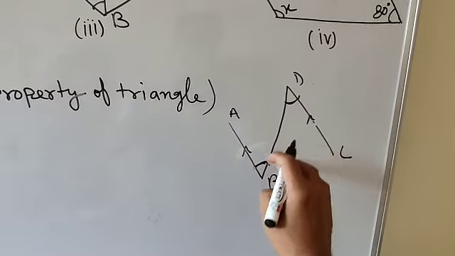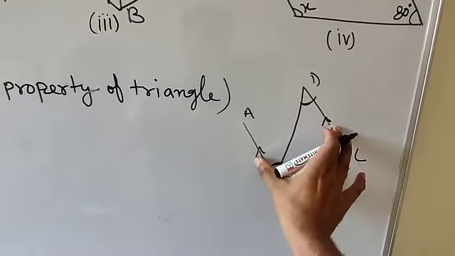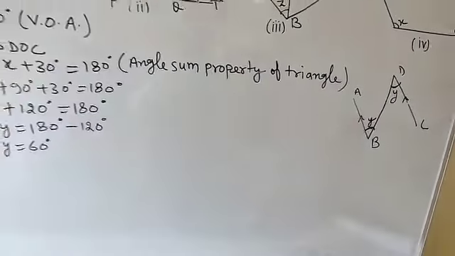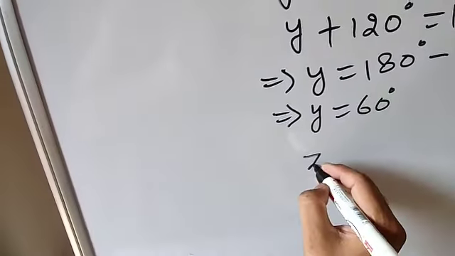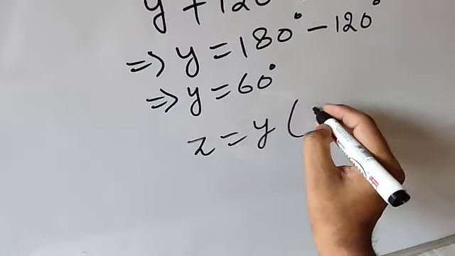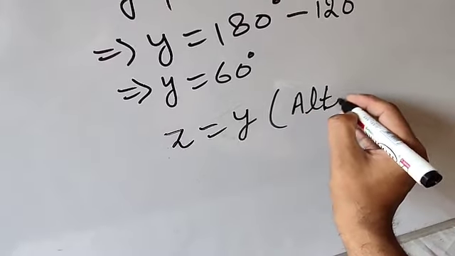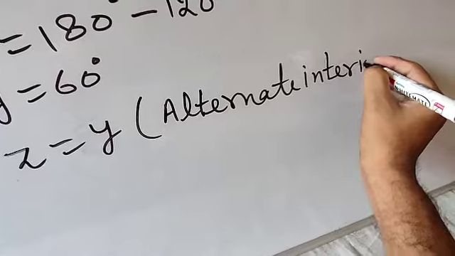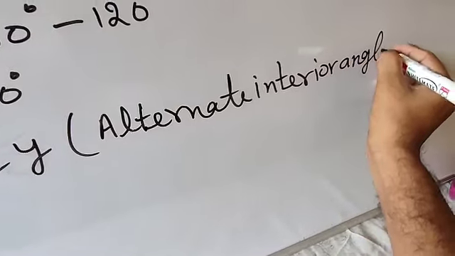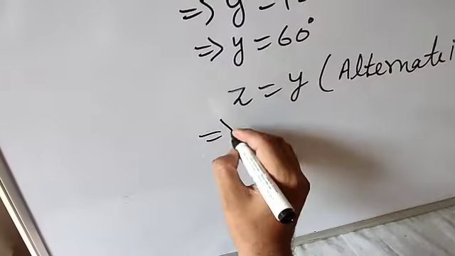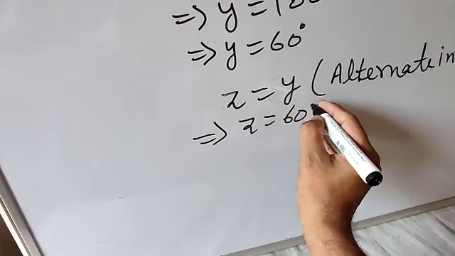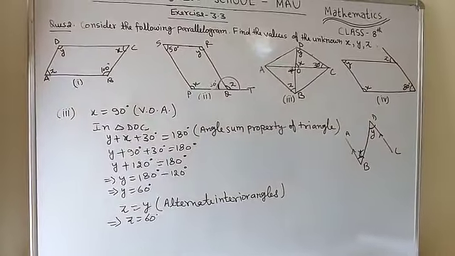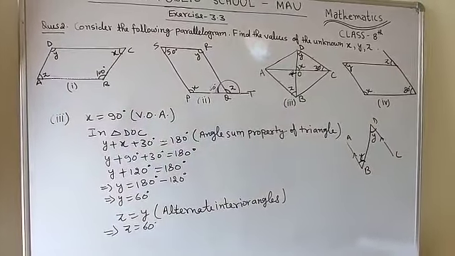And alternate interior angles are equal when the lines are parallel. So if it is y, then it will be also y. So here you can write z equal to y, reason: alternate interior angles. It shows that z equal to 60 degrees, y value is 60, so z equal to 60 degrees. So students, it is the solution of the third part of the question.